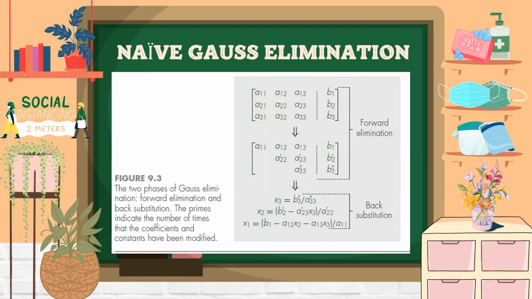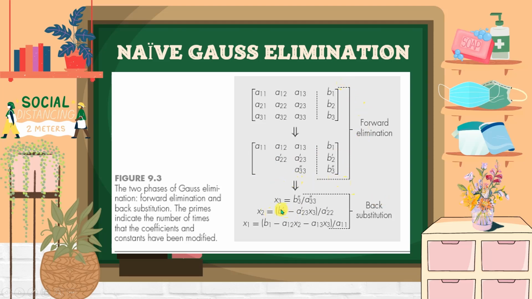As was the case with the solution of two equations, the technique for n equations consists of two phases: the elimination of the unknowns, and solution through back substitution, as shown in the figure. So this is the two-phase Gauss elimination: forward elimination and back substitution. The primes indicate the number of times that the coefficients and constants have been modified. So we have here the matrix form of the equations. We will be able to find three unknowns. The forward elimination is simply eliminating part of our data.